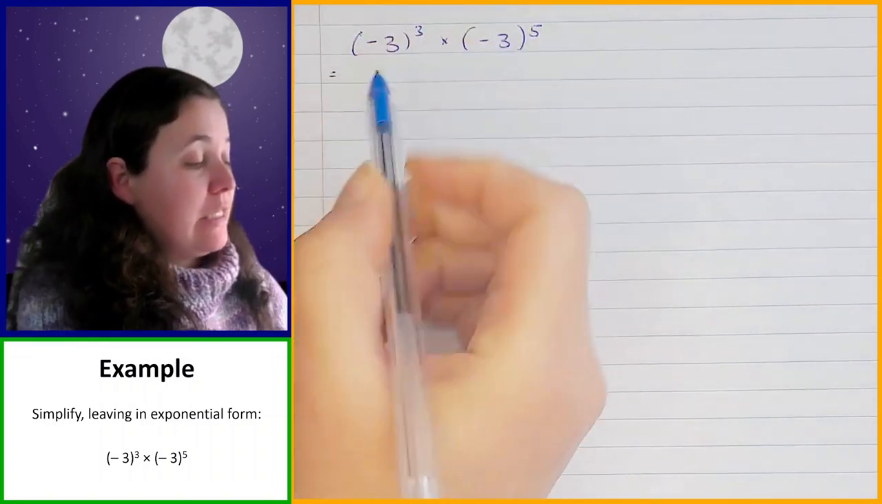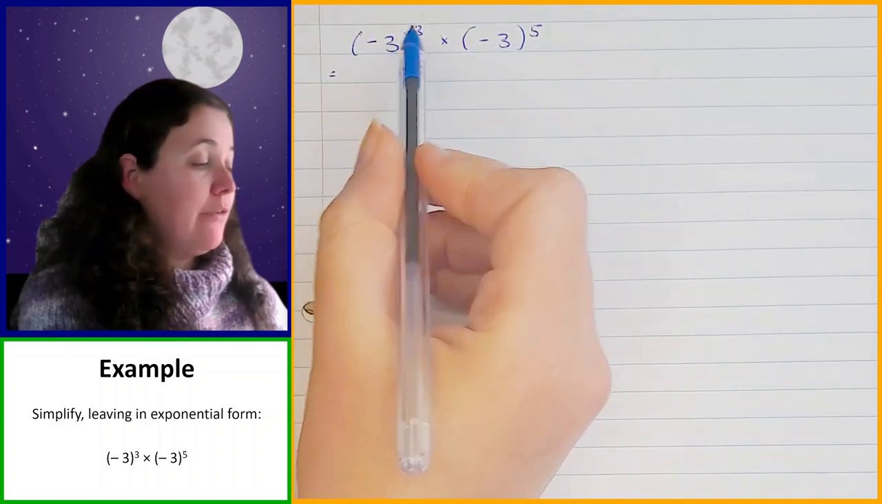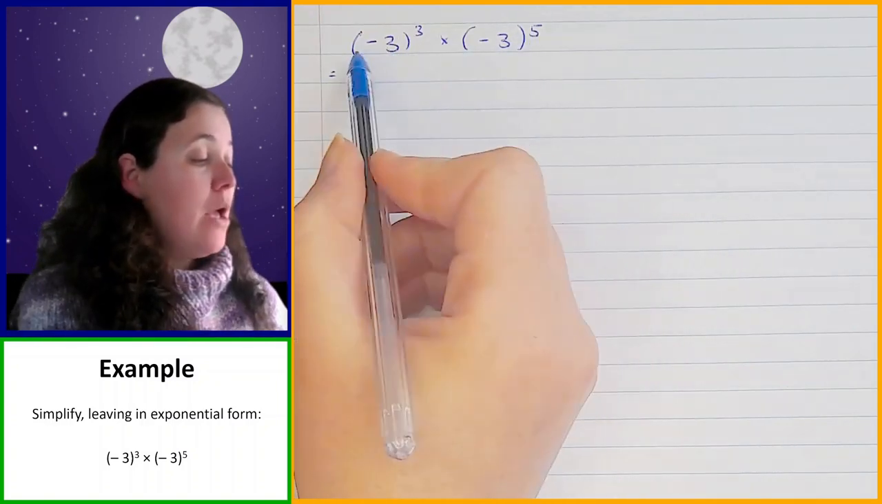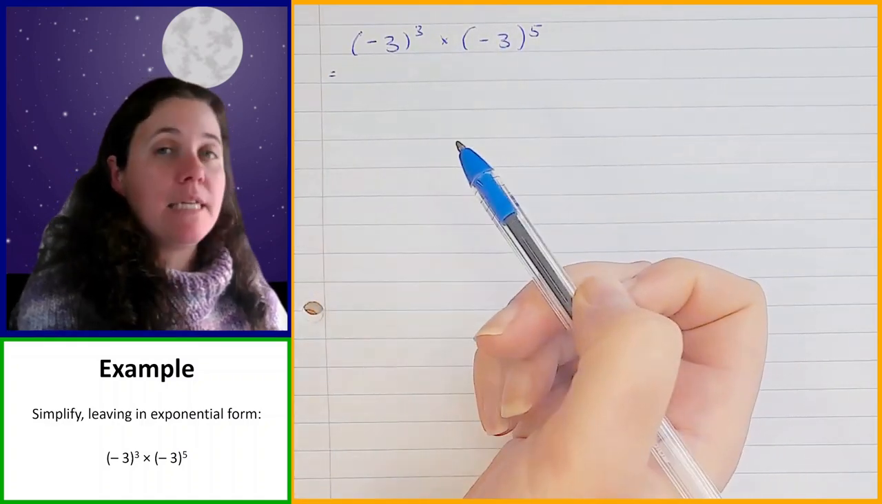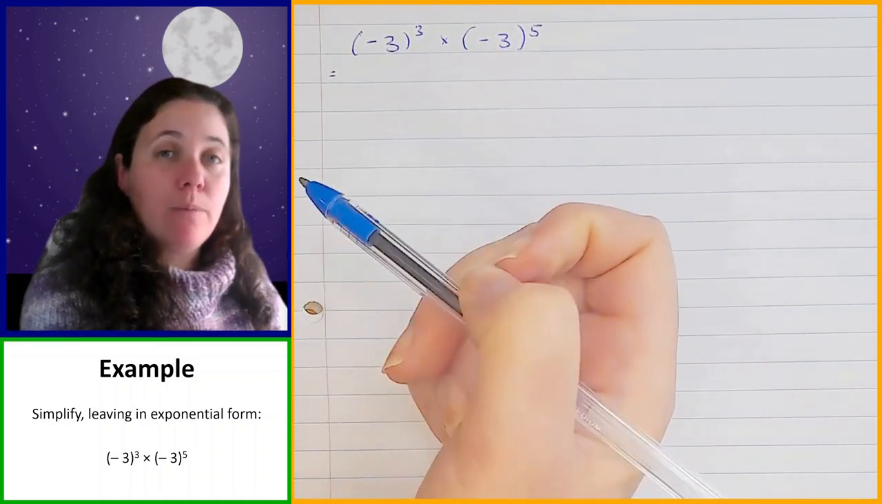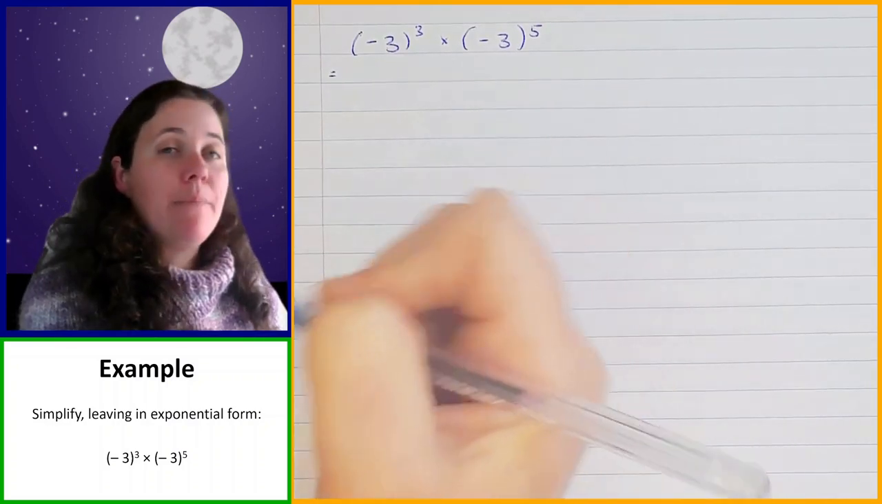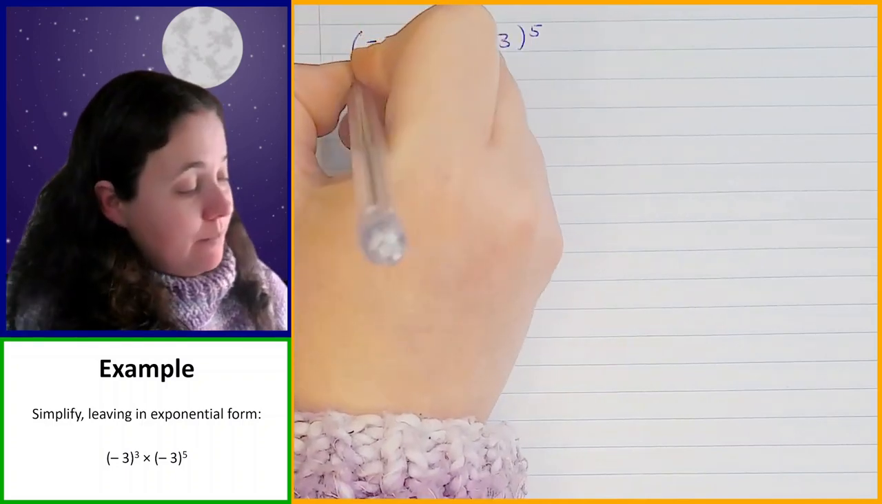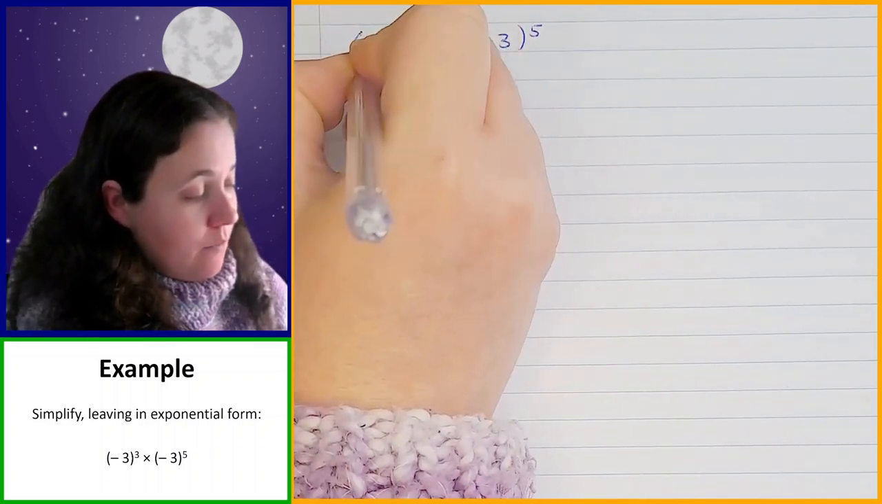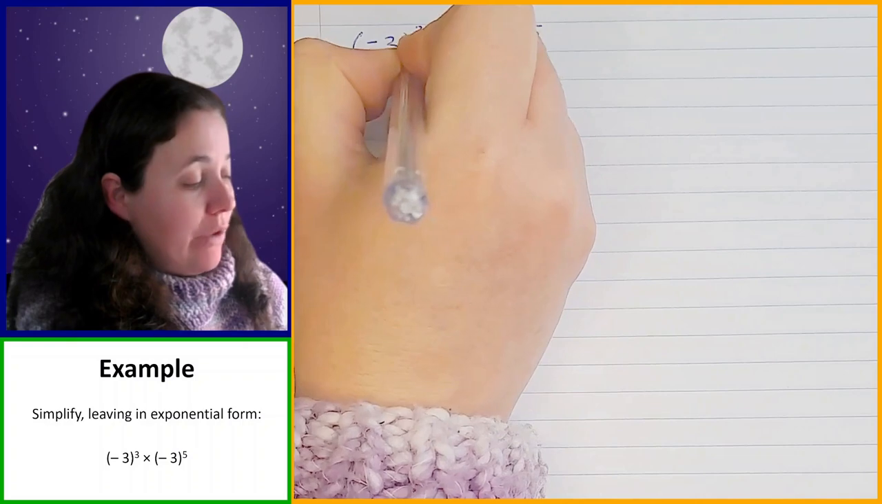And you can see in this example that I've got a negative 3 to the power of 3 and I've got a negative 3 to the power of 5. Both of those bases are identical to each other. So our rule says if the bases are the same and we're multiplying together, we keep the base the same and we add the exponent. So the negative 3 is going to stay negative 3, and then it's going to be to the power of 8.